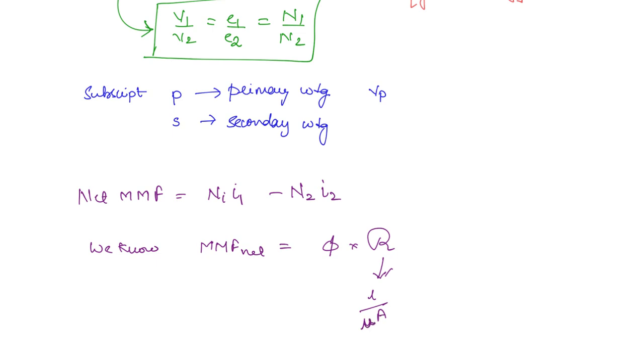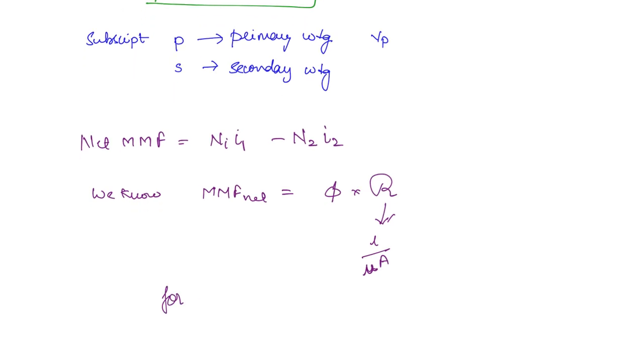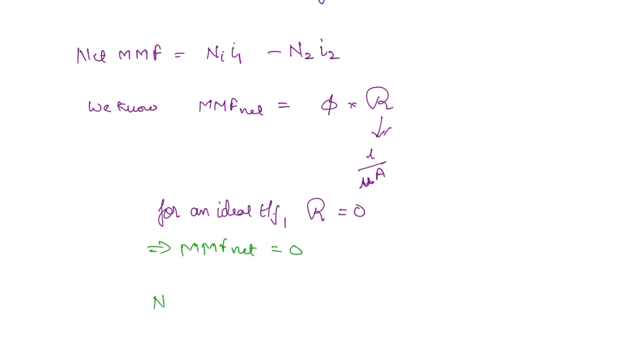But for an ideal transformer, mu is infinite. So for an ideal transformer, the reluctance is going to be 0. So MMF is going to be 0. Flux will not be 0. Only the reluctance is 0. So here you are going to get net MMF equal to 0. This means that N1 I1 minus N2 I2 is equal to 0, or otherwise N1 I1 is equal to N2 I2, right.